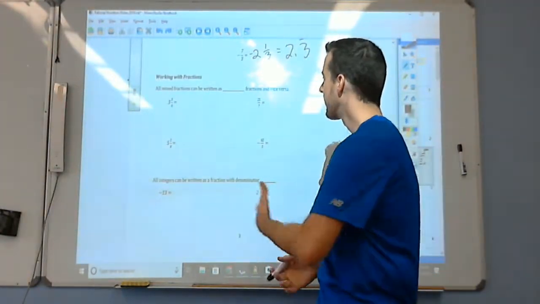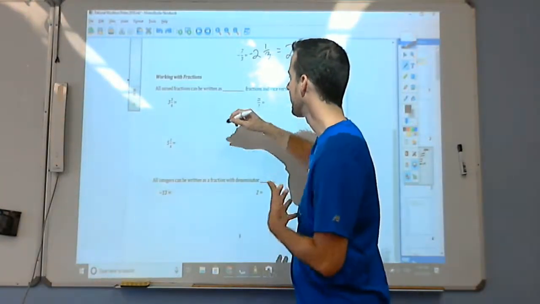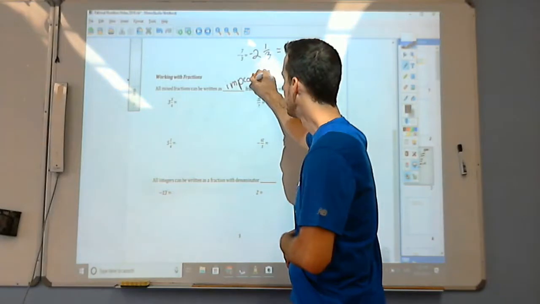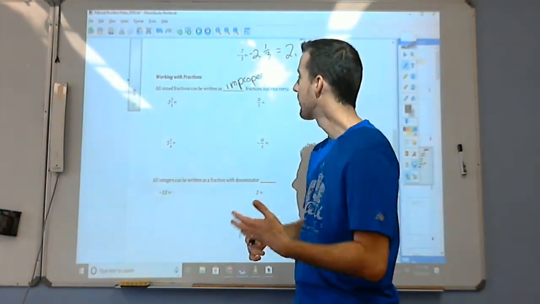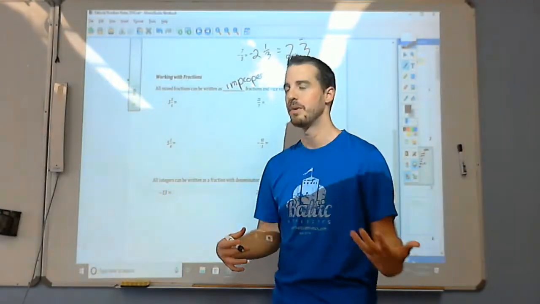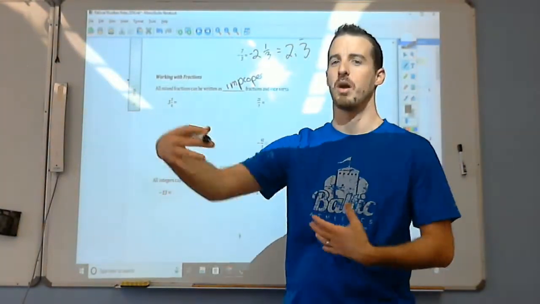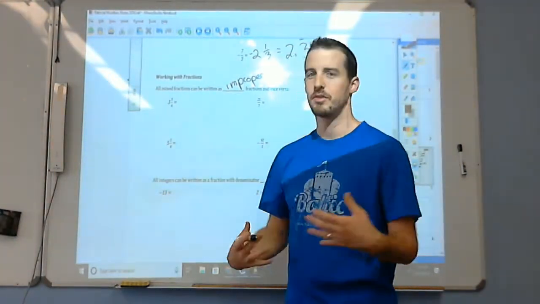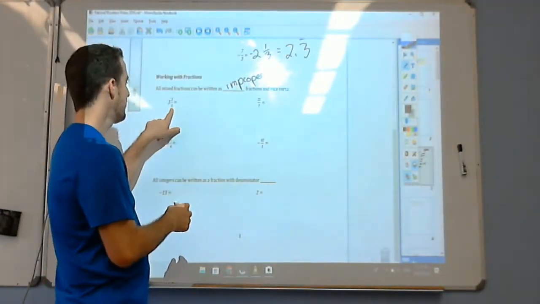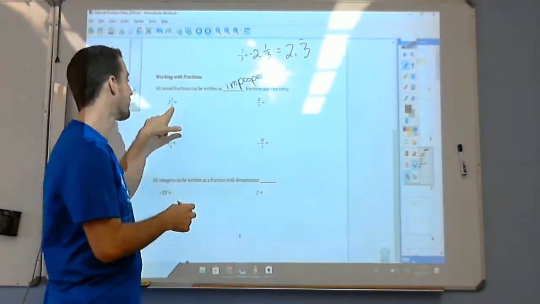So what we're going to say is all mixed fractions can be written as improper fractions and vice versa. So you can take from an improper fraction to a mixed fraction, or a mixed fraction to an improper fraction, and you're always able to do that, okay? So how you do that is you take your denominator and multiply it by your whole number.